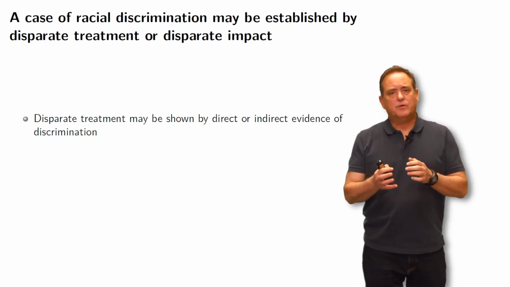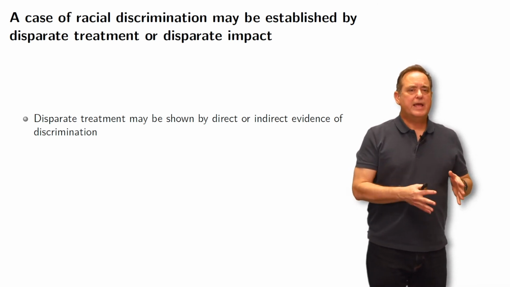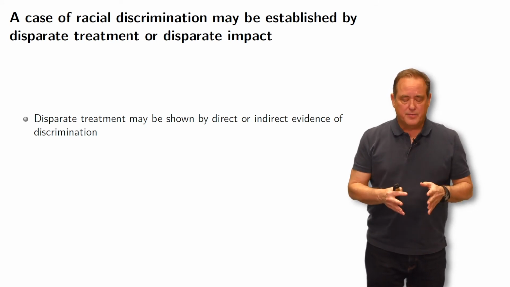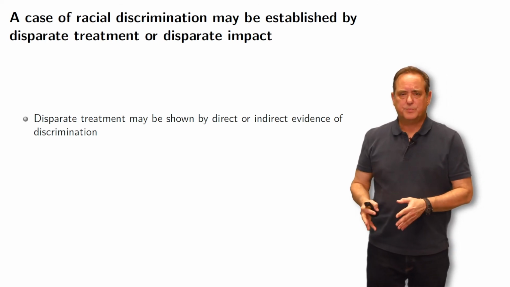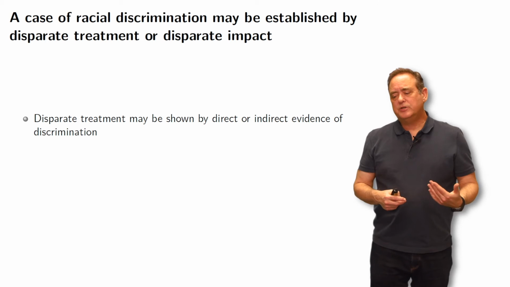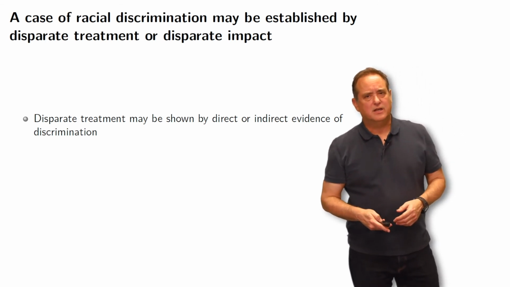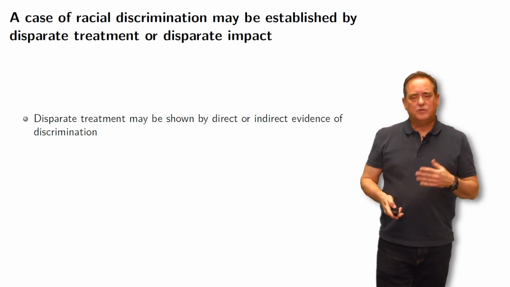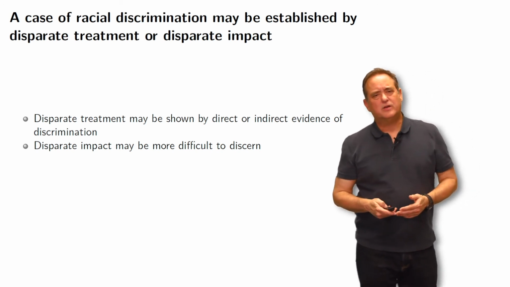Now, disparate treatment, remember, involves treating people differently based upon their protected category. I treated this person differently than this person. It involves individuals. So disparate treatment can be shown by direct or indirect evidence of discrimination. Disparate treatment involves intent. Disparate impact can be more difficult to discern.